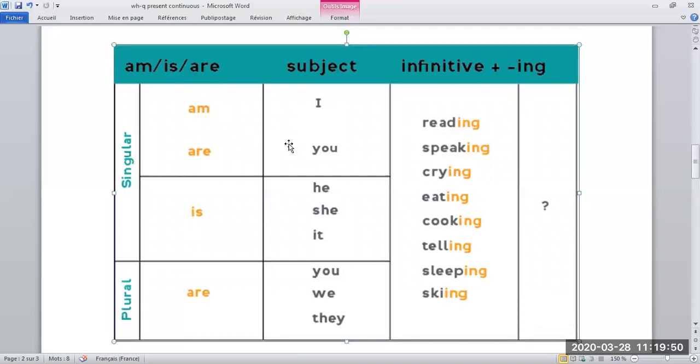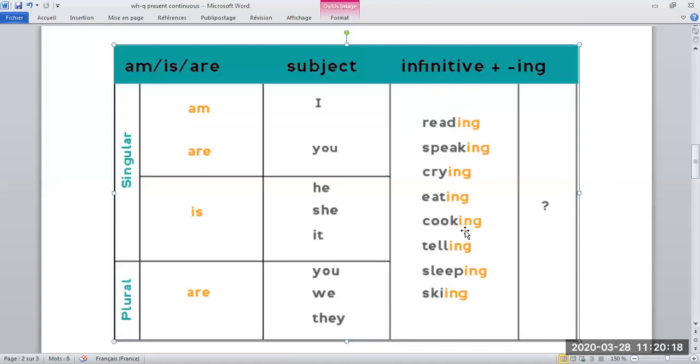So in question form, when you want to make a question in present continuous, we invert the verb to be with the subject. We say, am I reading? Are you speaking? Is he crying? Is she cooking? Is it telling? Are you sleeping? Are we skiing? Are they reading? So we invert. So this is the form of present continuous.